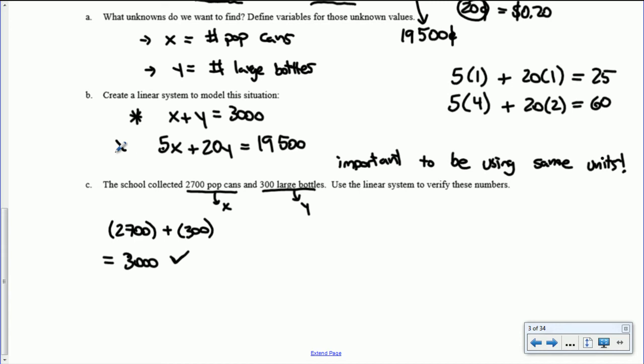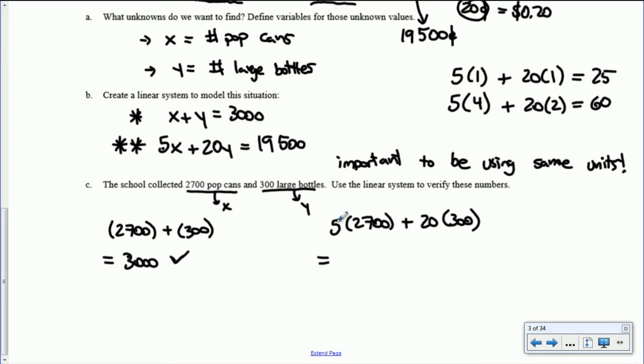But we also need to verify that this equation is correct with these numbers. So 5 times 2,700 plus 20 times 300, I would expect this to give that answer. Again, it's not guaranteed, we need to get there without making this assumption yet, right? So we're just confirming that this gives us our expectation.